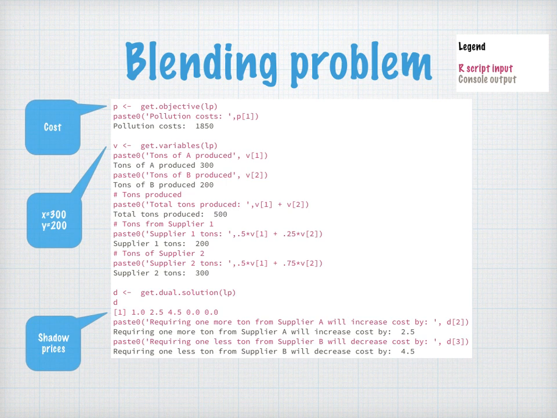These shadow prices enable us to make decisions about where we would get extra supplies from. Should we use supplier 1 or supplier 2 if we need additional fuel? Alternatively, we could increase the supply from one and reduce the supply from another so that we still get 500 tonnes of fuel, but in the process, reduce our total pollution costs.